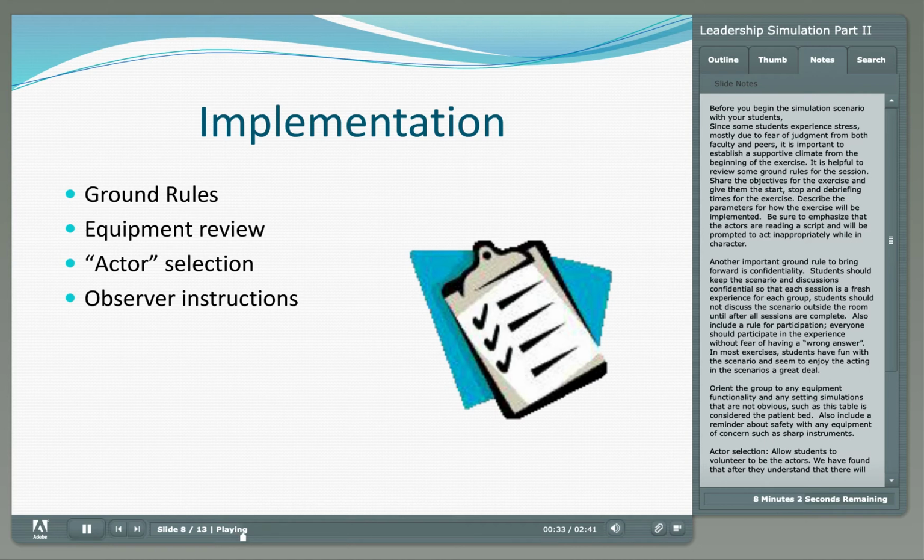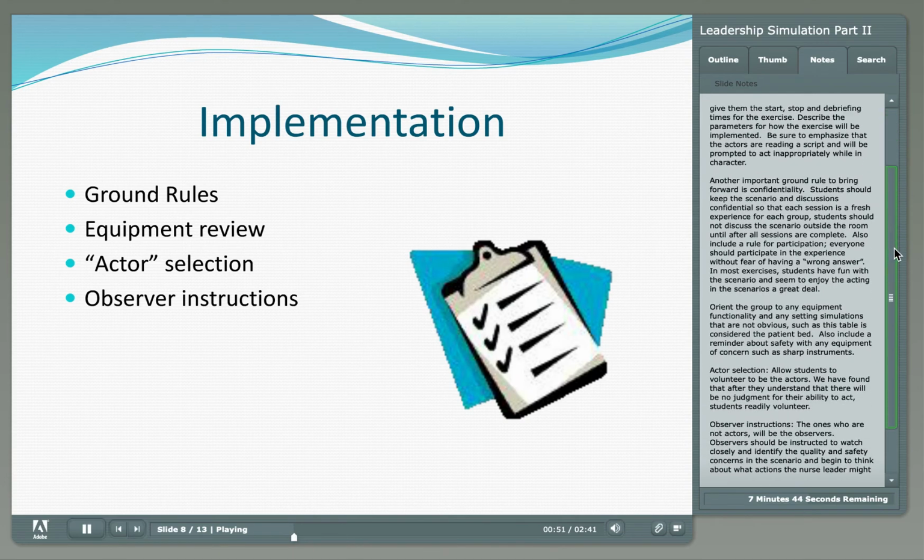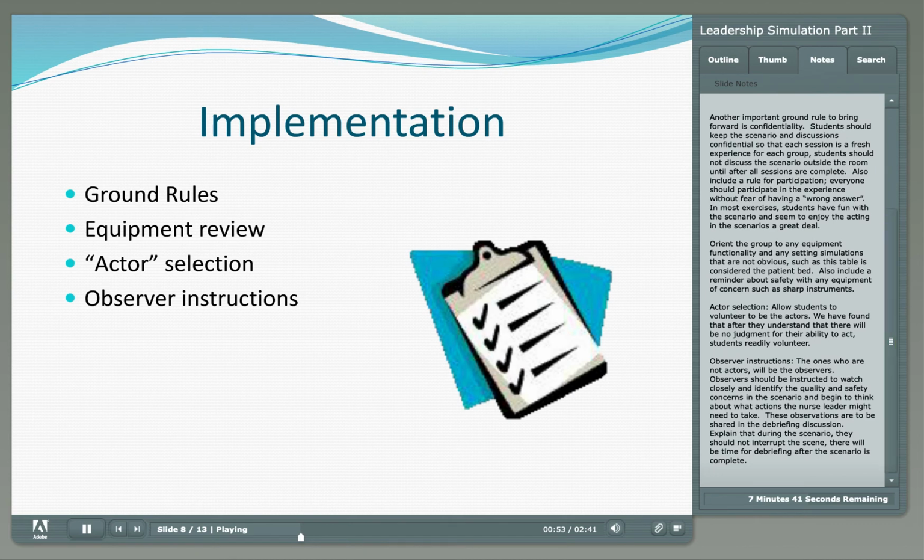Describe the parameters for how the scenario will be implemented. Be sure to emphasize that the actors are reading a script and will be prompted to act inappropriately while in character. Another important ground rule to bring forward is confidentiality. Students should keep the scenario and discussions confidential so that each session is a fresh experience for each group. Students should not discuss the scenario outside the room until after all sessions are complete.